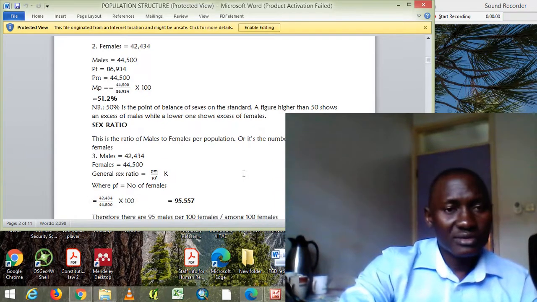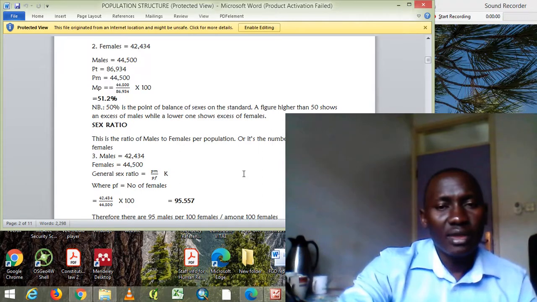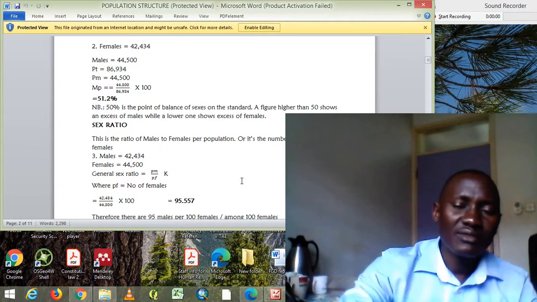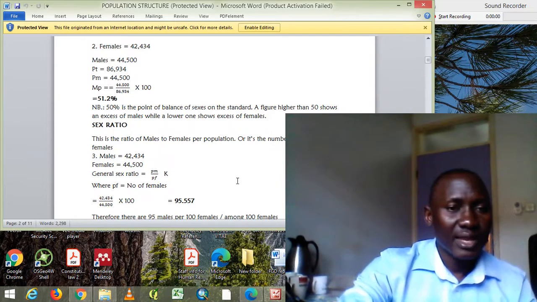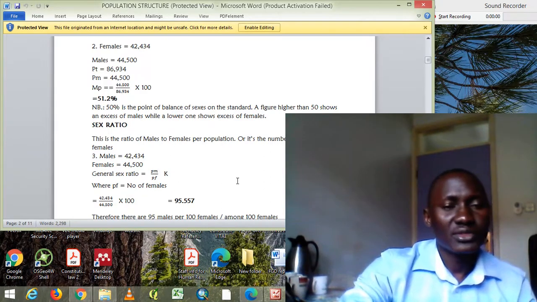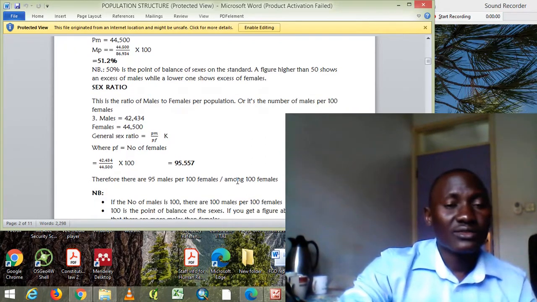Sex ratio refers to the ratio of males to females in a population, or the number of males per 100 females. Per 100 females, how many males do you have out of that 100? Here, the formula is given as general sex ratio equals total population of males over total population of females times K, which is a constant, and that constant is 100.